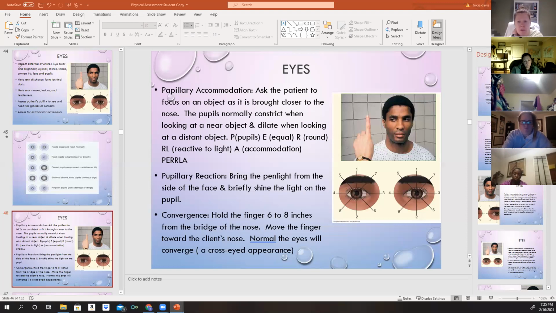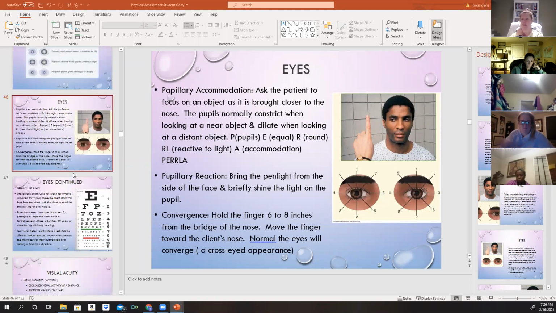And then the pupillary reaction is when you're bringing that pen light from the side of the face and briefly shine the light on the pupil. And convergence is when you hold the finger or the pen light 6 to 8 inches from the bridge of the nose and move the finger towards the client's nose, and the eyes will converge to a cross-eyed appearance. This is an important slide. You guys need to know that.